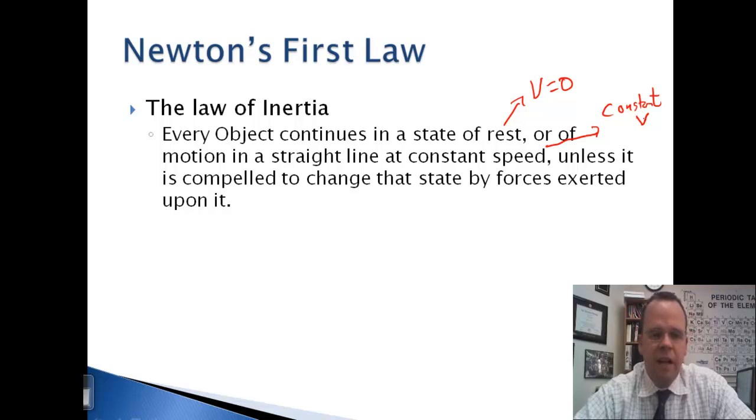This is hard for us to understand a lot of times because we always see things slowing down on Earth due to air resistance, friction, and other forces. It's very rare that we would ever see a case where something had no forces or no net force applied to it. It's hard to replicate. But when we do replicate those situations, or when we look up in space, where we can get a case of no net force, we do see this holding to be true.